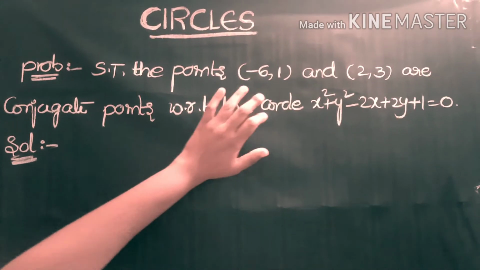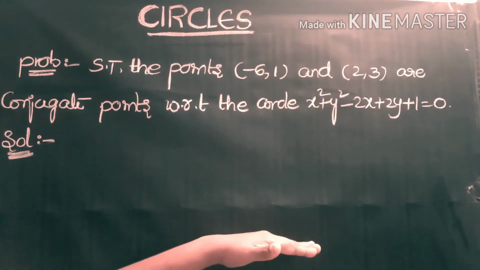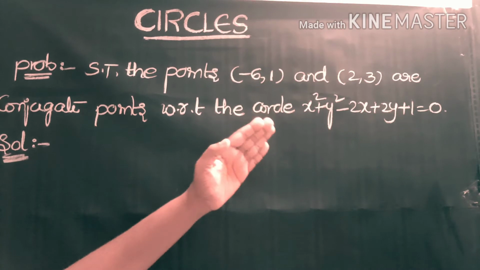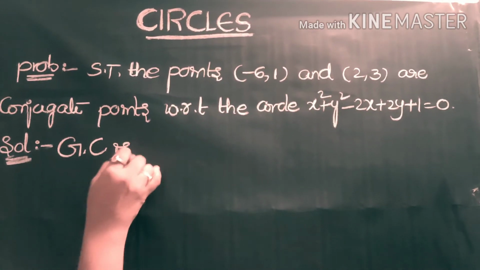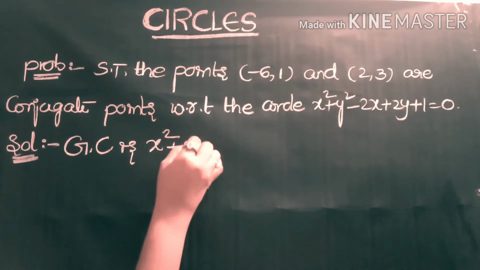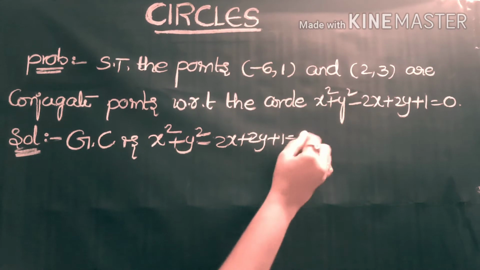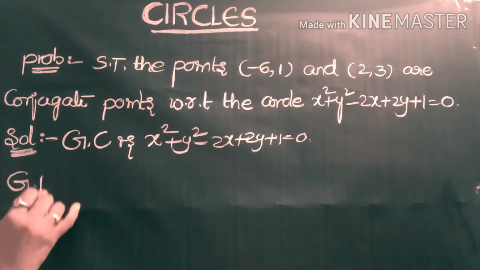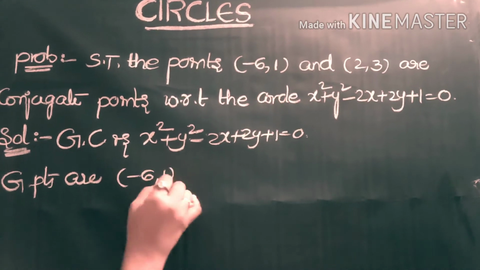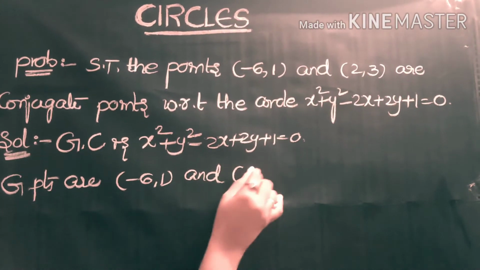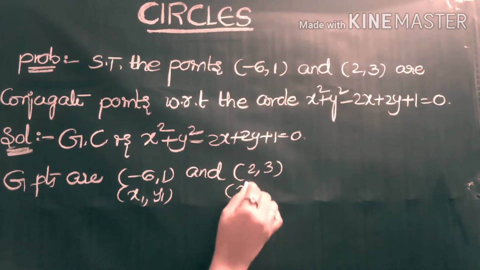Now we substitute the values x1, y1 and x2, y2 in the S12 notation. If it returns a value equal to 0, then the given points are conjugate points. First, the given circle is x² + y² − 2x + 2y + 1 = 0. The given points are: first point (−6, 1) and second point (2, 3). These two points are taken as (x1, y1) and (x2, y2).